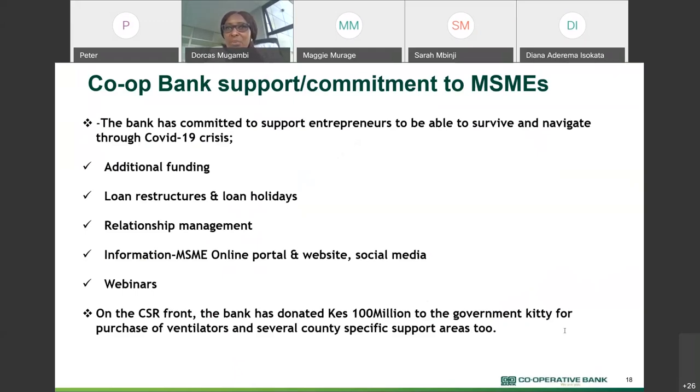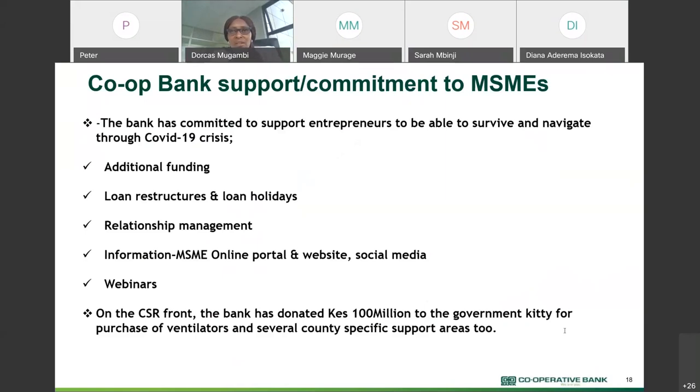The other thing we have done very well as Cooperative Bank is to ask ourselves, our customers are struggling during this season. How can we restructure? How can we give them relief, so that we restructure their facilities and give them time to go through this season? So we are giving loan holidays, to ensure that as business comes up, you have an opportunity to build business afresh.